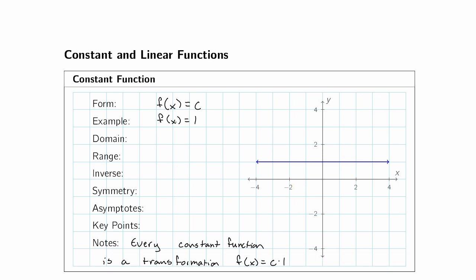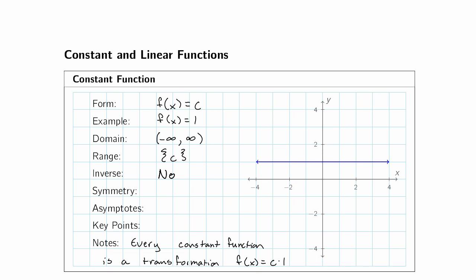So for any input, it gives output c. It can take any input. Its domain is all real numbers. Its range is just that one number, c, that it gives as output. Now clearly, this function is as far from being one-to-one as you can get, so it has no inverse.